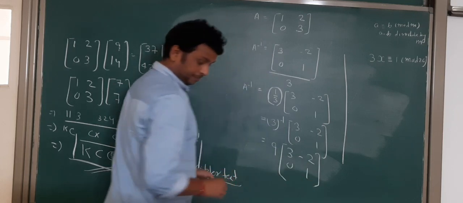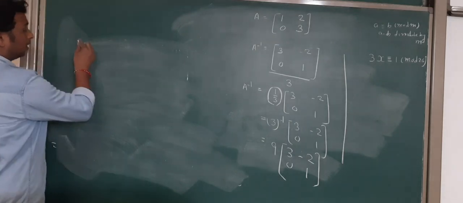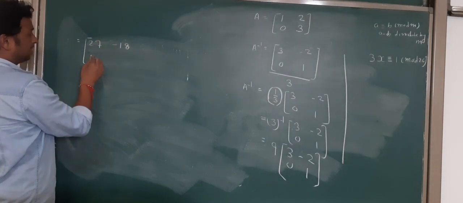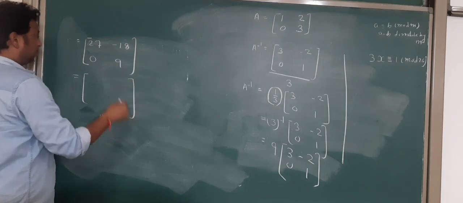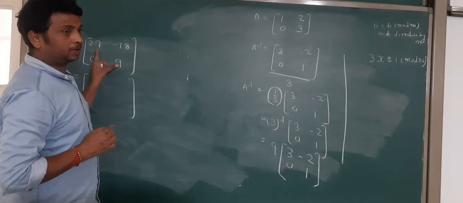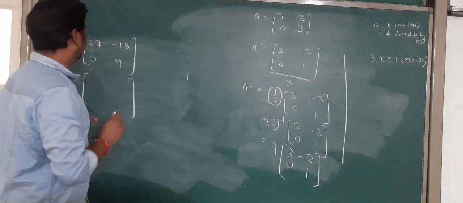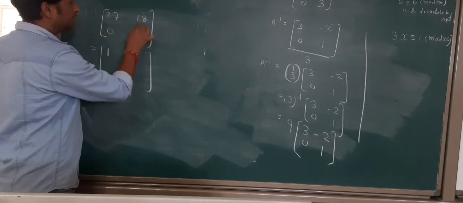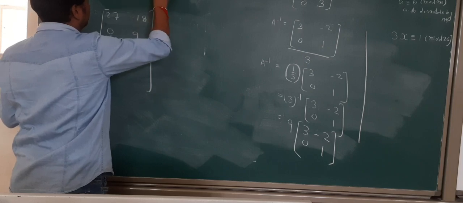So 9 times the matrix 3, -2, 0, 1. When you multiply, what do we get? 9 times 3 is 27, 9 times -2 is -18, 0, and 9. Again, modulo 26 means if it is a positive number more than 25, then divide and write the remainder. 27 divided by 26, remainder 1. Now if it is negative, whenever a minus sign is there, take its positive value. So minus 18, positive value means 18.